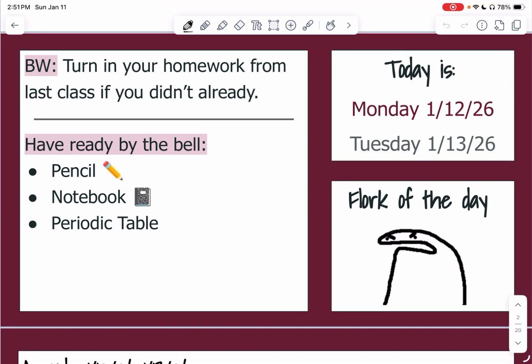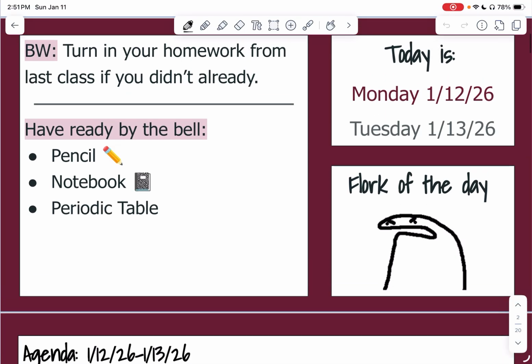I've got some car issues. So your task is turn in the homework. A lot of you already turned it in last class. That was the single sheet of paper about Lewis structures. And then there's a couple notes to take along with these slides.